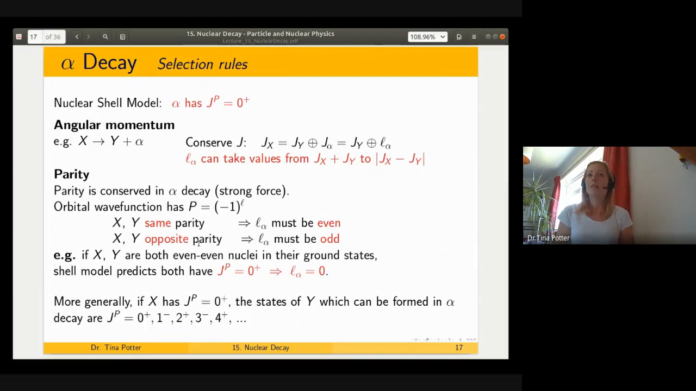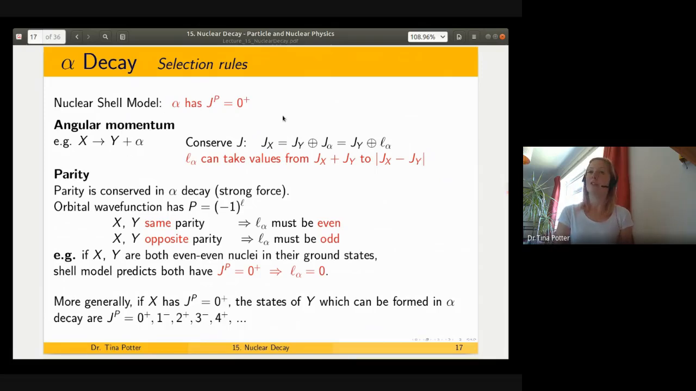So finally, for alpha decay, let's have a look at the selection rules. Now, the nuclear shell model tells us that the alpha particle is spin 0 and positive parity. It has 2 protons and 2 neutrons. It's an even nucleus, so it's quite an easy one to remember. Now, if you consider some parent particle x decaying to the daughter particle y plus our alpha particle, this then limits the angular momentum values that x and y can take.